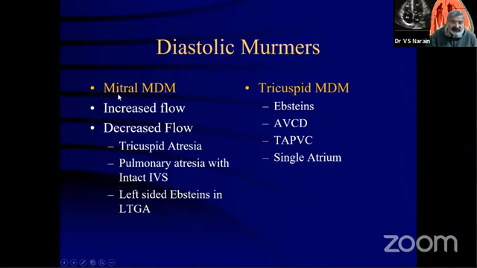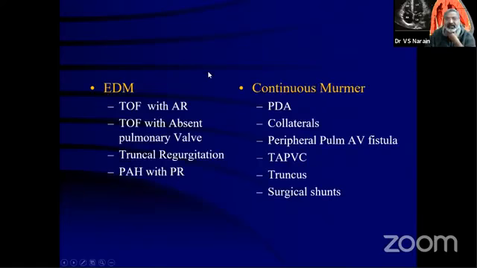Diastolic murmurs: if you have a mid-diastolic murmur, it is increased flow across either the mitral valve or the tricuspid valve. Increased flow across the mitral valve: patients with tricuspid atresia, pulmonary atresia with intact septum, left-sided Ebstein's in LTGA. Increased flow across the tricuspid valve: Ebstein's, AV canal defects, TAPVC. So this is all mathematical. You know where you will have increased flow across the mitral valve and where you will have increased flow across the tricuspid valve. In both these situations, you will get diastolic murmurs.